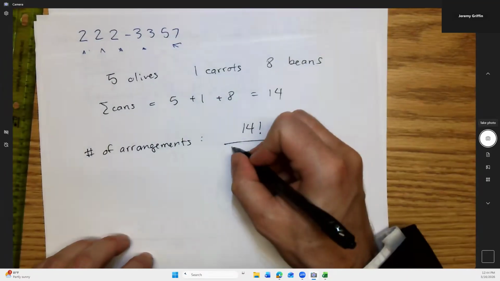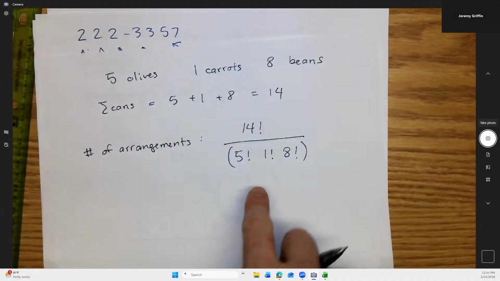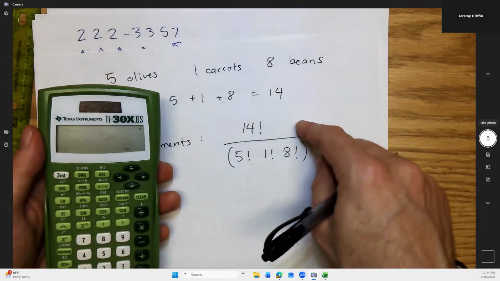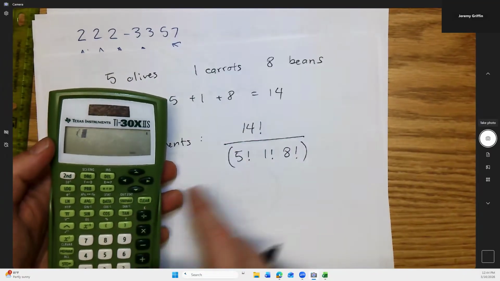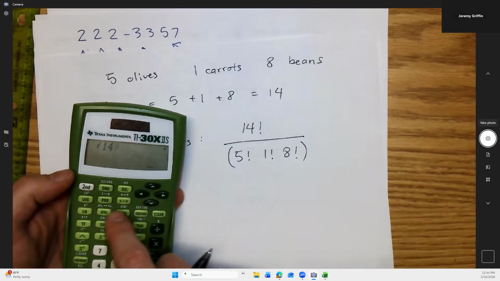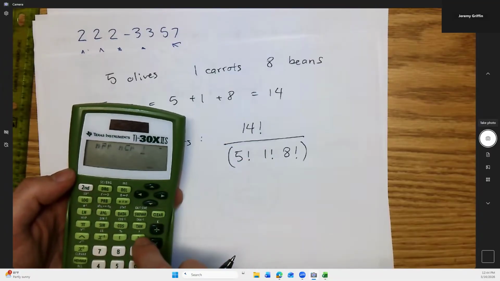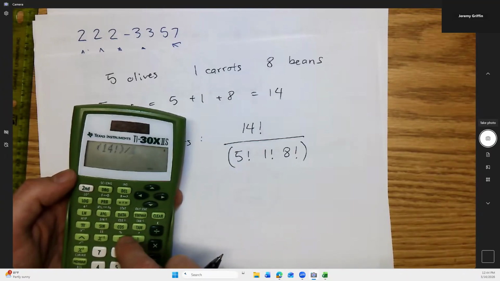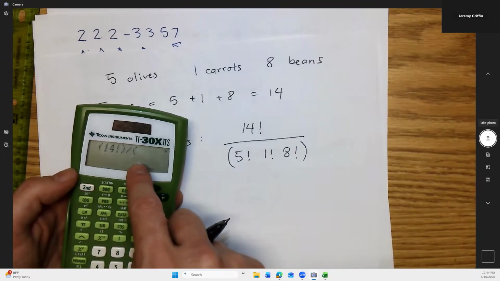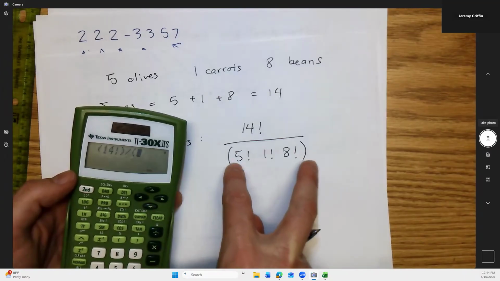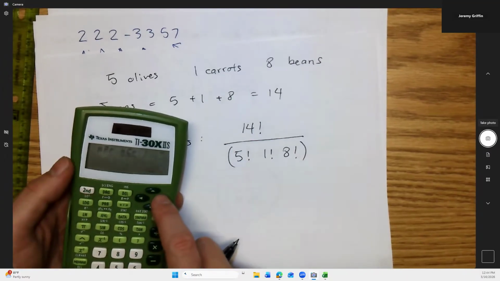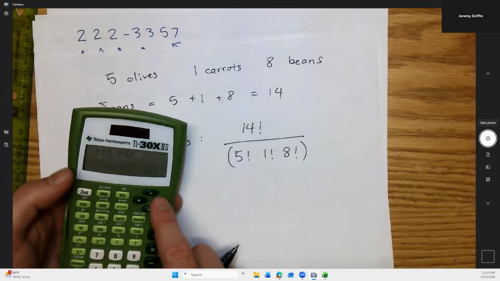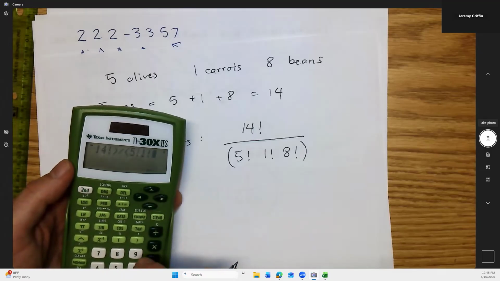So it looks like that. Now, you could spell this out, because you know 14 factorial is 14 times 13 times 12 times 11, and so on, all the way down to 3, 2, 1. Or in a calculator, remember you can go to PRB, scroll over, and choose that factorial right there. So I'm going to put that in parentheses, divide by, then open parenthesis, because I've got to group all these together: 5 factorial, well, 1 factorial, which doesn't really change anything, 1 times 1 is just 1, and then 8 factorial.